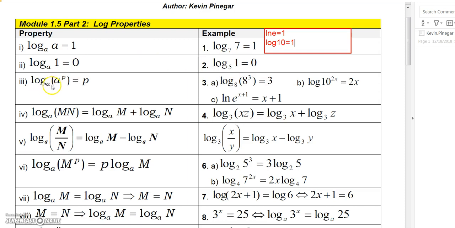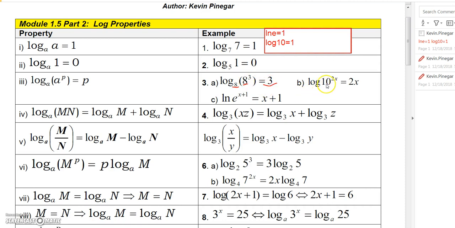Now this property says if you take the log of a to the p, and the base of the log is the same as the base of this exponential expression, then the result will always be the power p. For instance, here I have log of 8 cubed base 8, and since the base of the exponential expression and the base of the log are the same, based on the property, the answer would be 3.